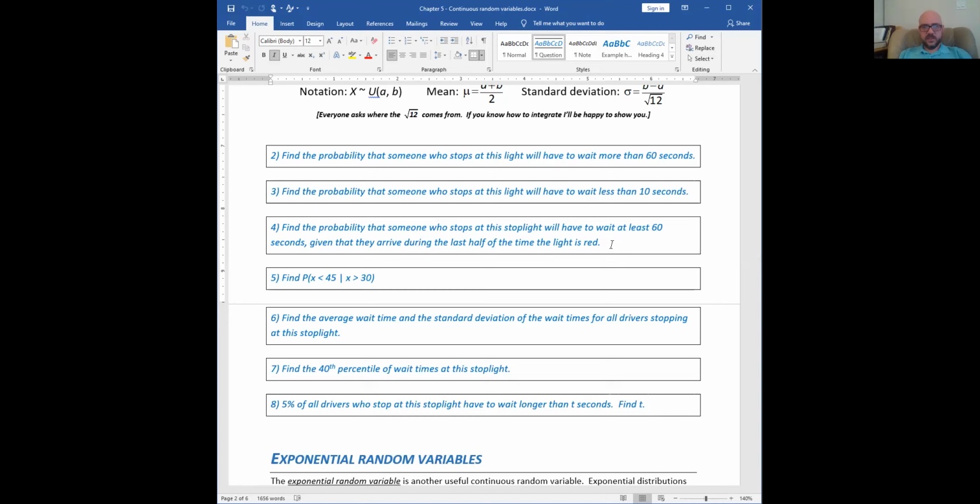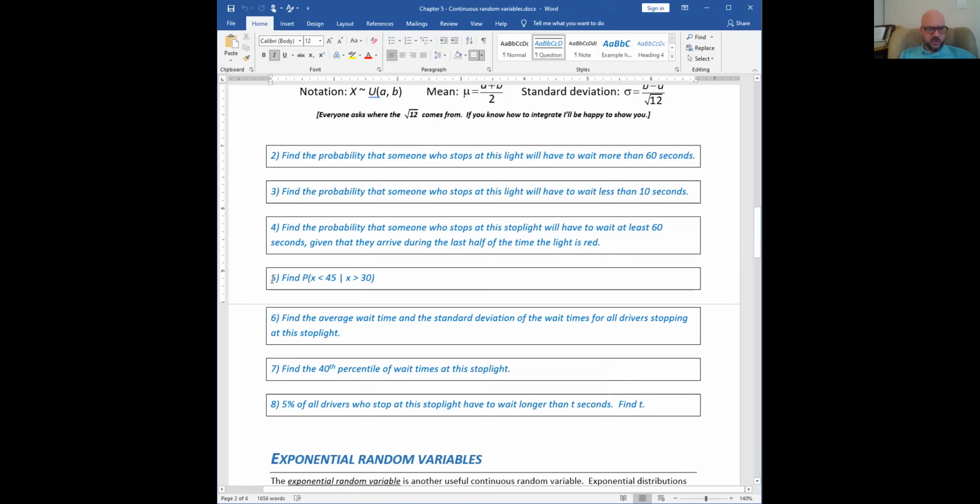All right, so the answer to this question is 0. If they arrive during the last half of the time that the light is red, that's only 45 seconds long, right? It's half of 90 seconds. So they can't wait any more than 45 seconds. It's not possible for them to have to wait 60 seconds if there's only 45 seconds of red light left. So this one's 0.